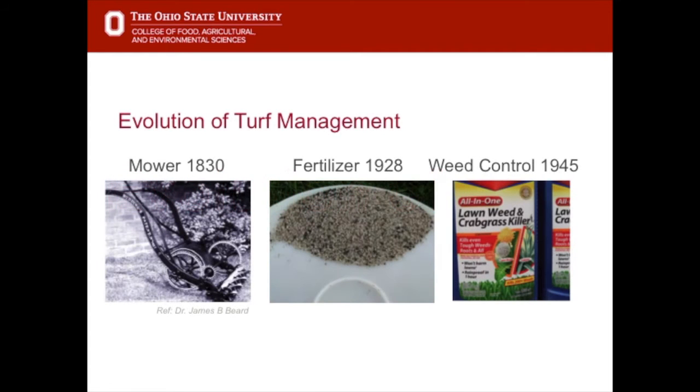One of the things that really revolutionised the turf grass management industry was the introduction of the reel mower, the mower by Edward Budding in 1830. There's a picture of the original mower there on the left.